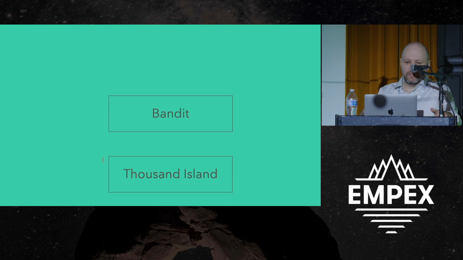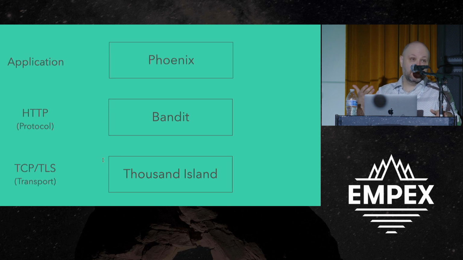And so if we take this and we combine this with what we've already learned, which is that Bandit serves Phoenix, we see that this forms something that looks a lot like a classic protocol stack diagram. We have our application layer on top that sits on top of a protocol layer, in this case, that's running HTTP, and that protocol layer sits on top of a transport layer, in this case, running on TCP or SSL or what have you.